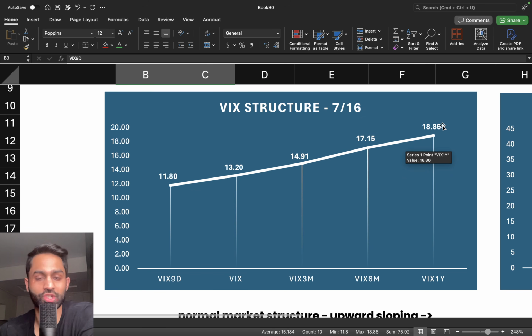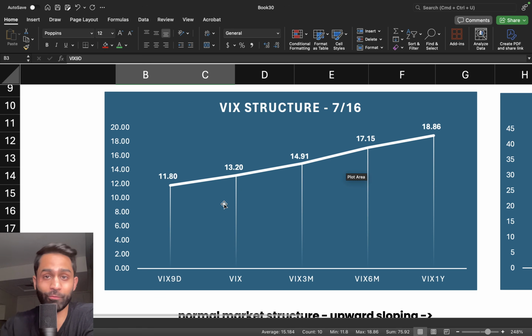This is an upward sloping curve where the longer you go out in terms of the time period, the higher the VIX value is, because in the future, nobody knows where volatility is going to be. Because there's so much uncertainty out in the future, traders expect volatility to be higher. Nobody knows what the markets are going to be doing in 3 months or 6 months or 1 year. That's why volatility is getting priced higher the longer you go out. And this is what's called Contango.